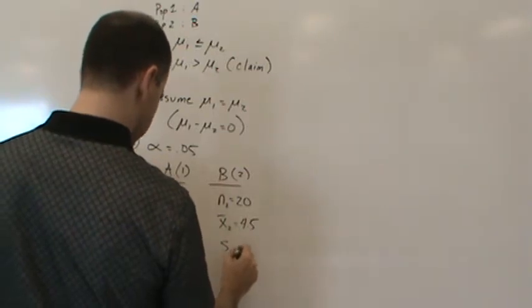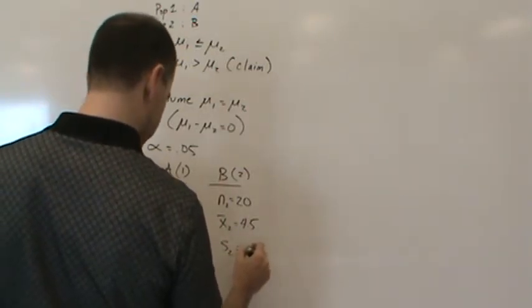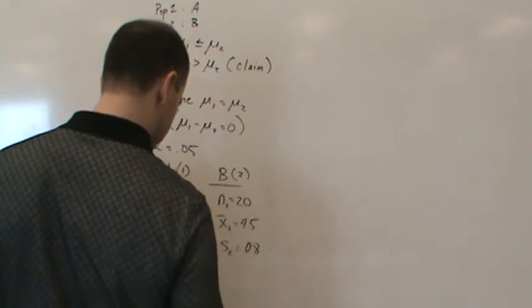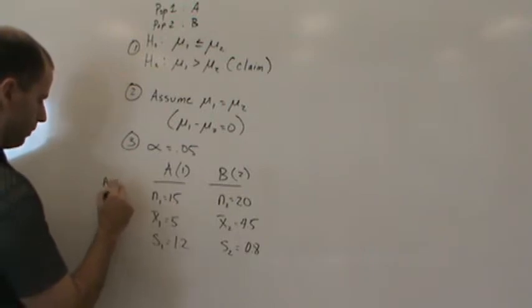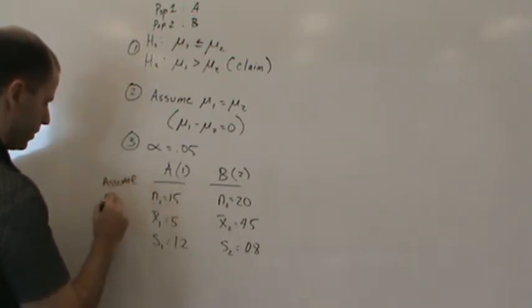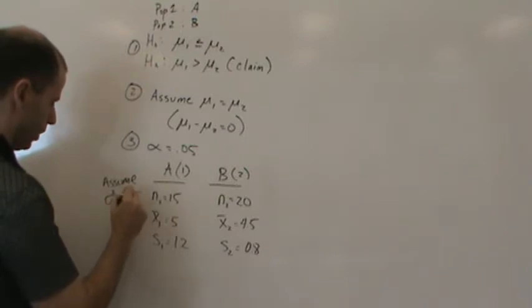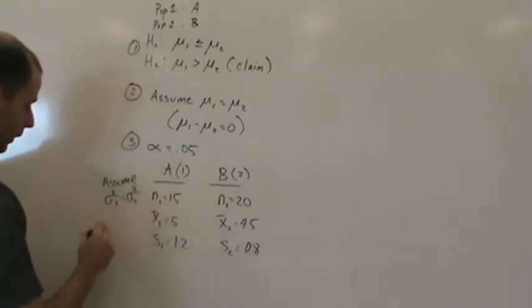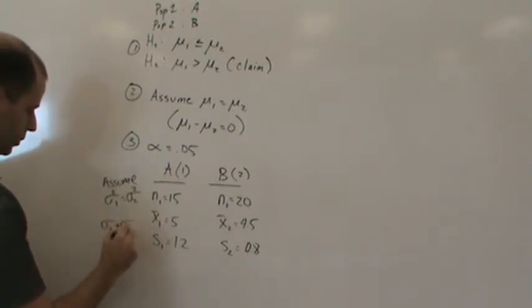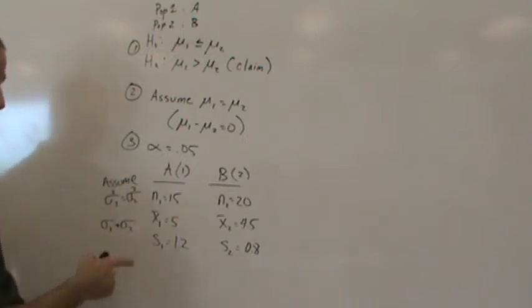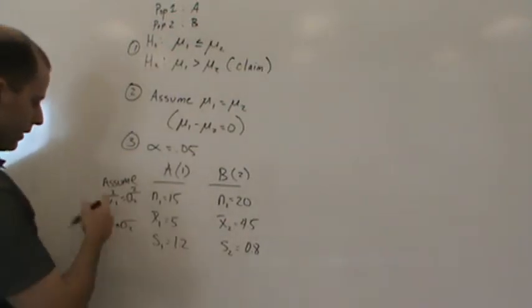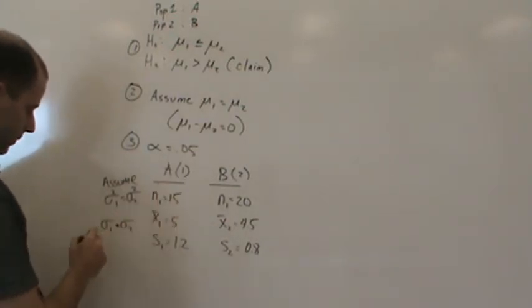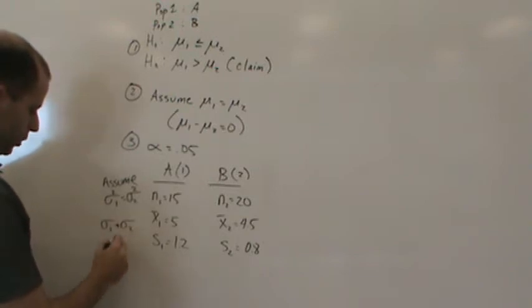And S2 equals 0.8. Now, we are asked to assume that sigma 1 squared is equal to sigma 2 squared. Now, we don't know sigma 1 and sigma 2. So sigma 1 and sigma 2 are unknown, right? If we knew what they were, we wouldn't have to assume that they're equal. We would know that they're equal or not equal. So that's why this only makes sense if we're using a t distribution, okay? So sigma 1 and sigma 2 are unknown.